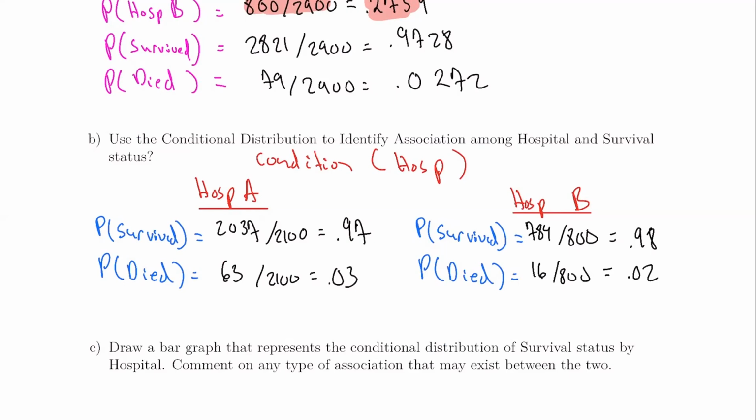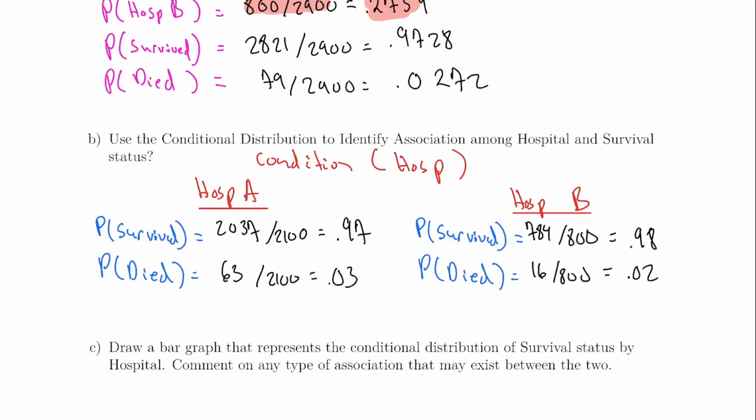All right, so if you look at it, if I do the probability they survive given they went to hospital B and the probability they die given they went to hospital B, they add up to 100%. If you do 0.98 plus 0.02, you're going to get 1, which of course is 100%. Any questions in regard to that conditional probability?